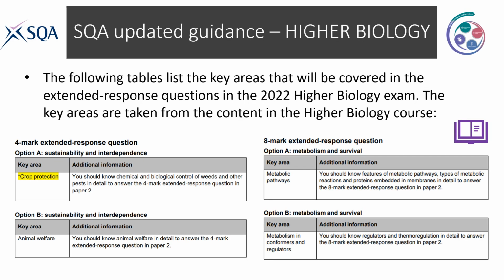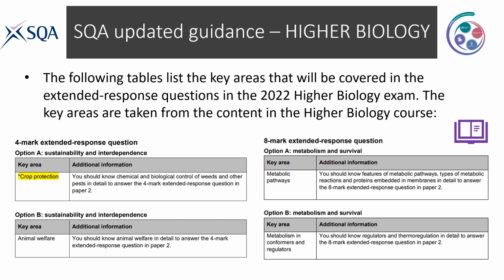The SQA have released revision support based on this year's exams. For Higher Biology, this consists of the key areas covered in the extended response questions. As you can see, you will have the choice of two 4-mark questions and a choice of two 8-mark questions. You will answer one 4-mark question and one 8-mark question in the exam.